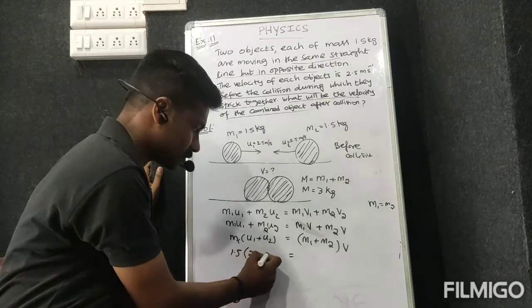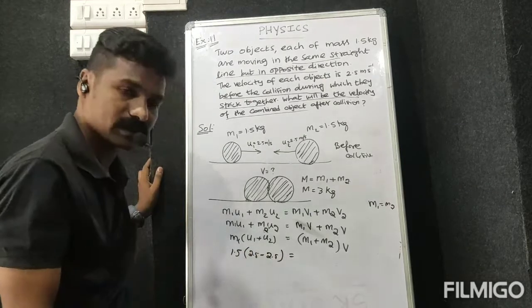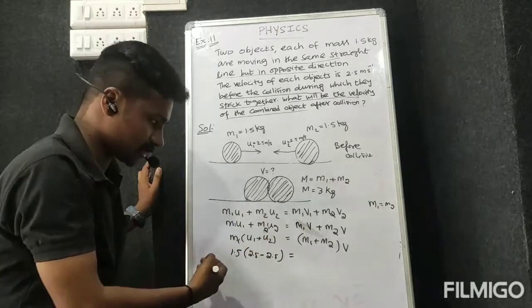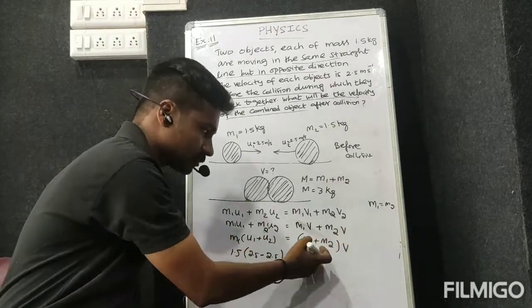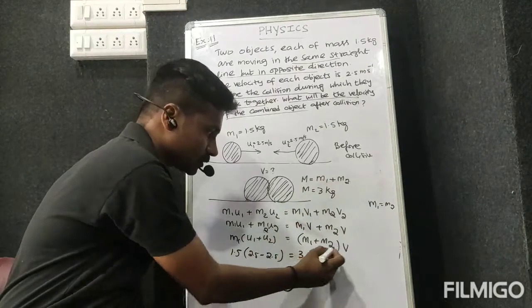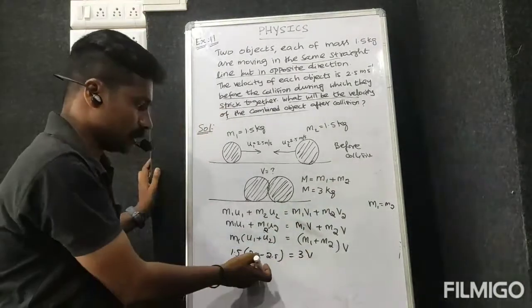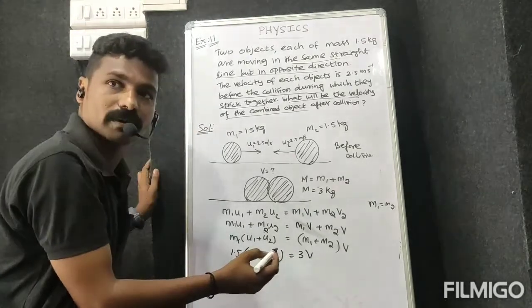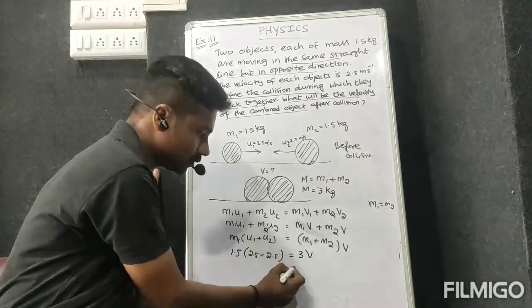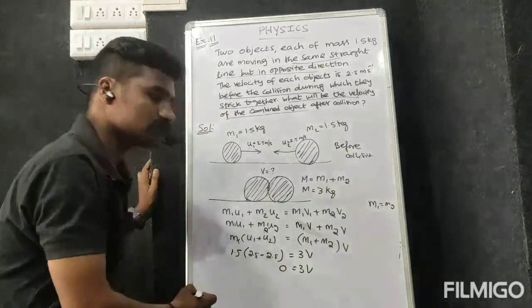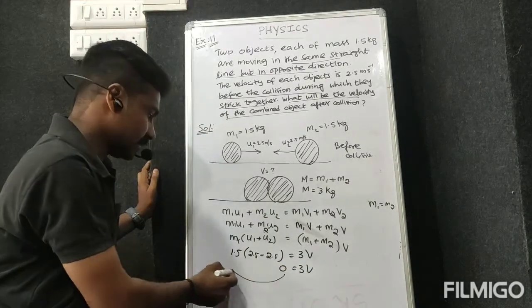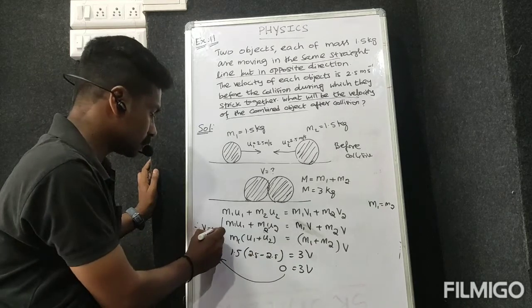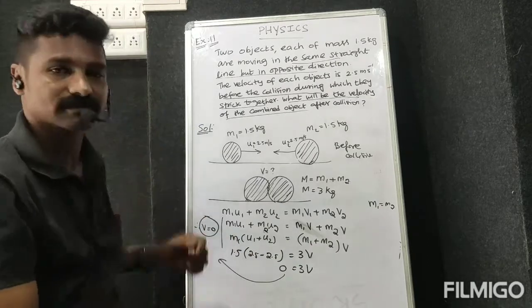So U2 is minus 2.5, because velocity has direction, and it is in the opposite direction. M1 plus M2 is 3 kilogram, so 3 times V. Here 2.5 minus 2.5 is 0. So I can write 0 is equal to 3V. Therefore V is equal to 0 meter per second.